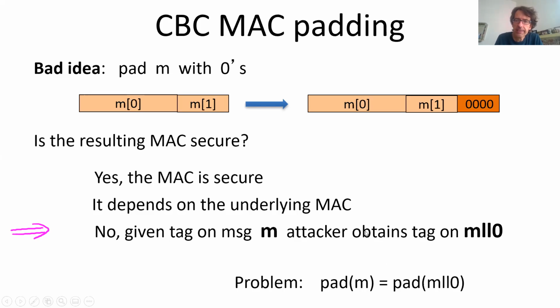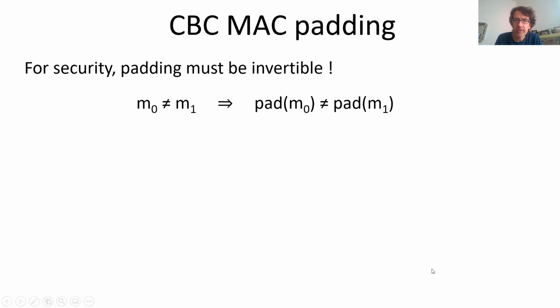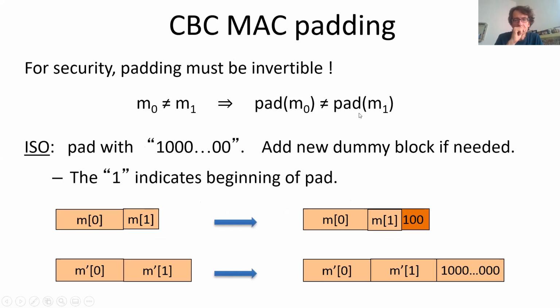So I need some encoding which will not create collisions of this sort. So basically, it's an invertible encoding, so that two different messages cannot create the same padded message. So here is the invertible encoding that is used all over in computer practice.